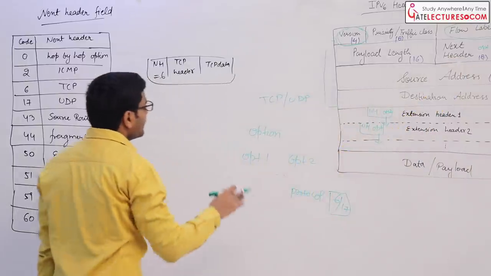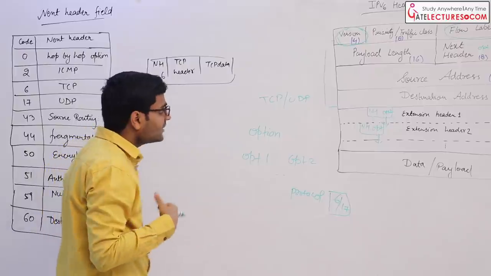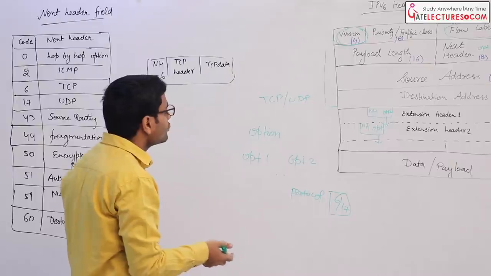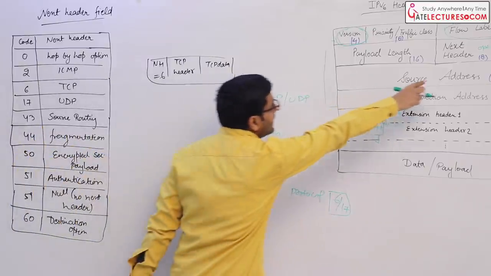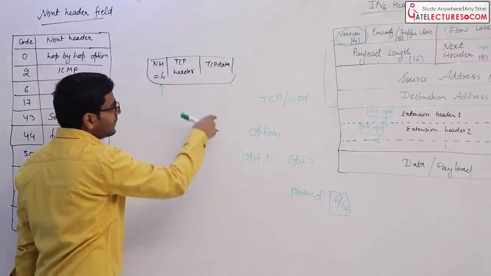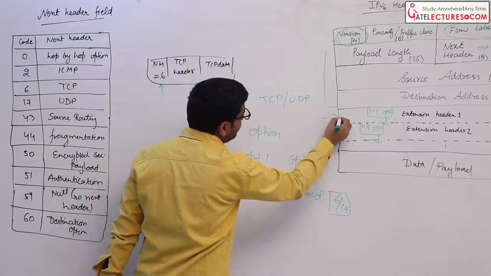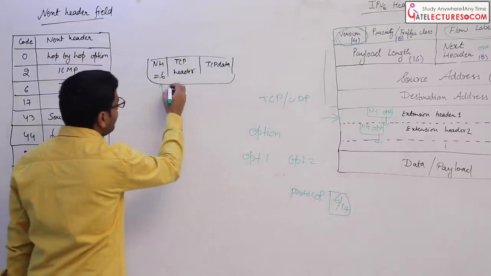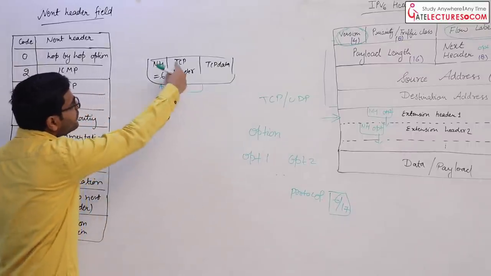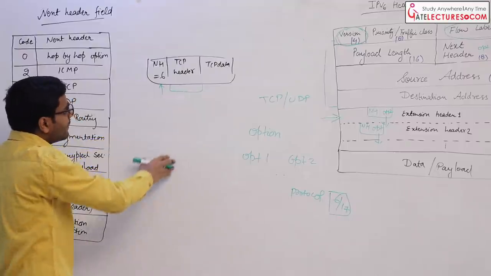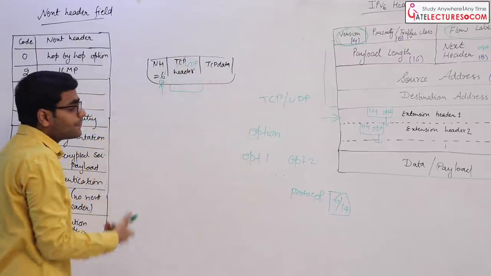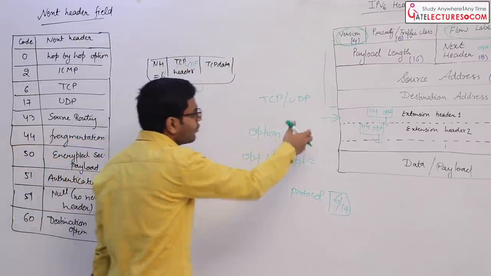So consider the case that there is no option field required for the IPv6 packet. So in the next header field of the base header, it will have the value 6, means the first extension header after this base header is of TCP header. And it is also considered as an extension header. Or 17 if it is a UDP header, if there is no option it wants to provide.